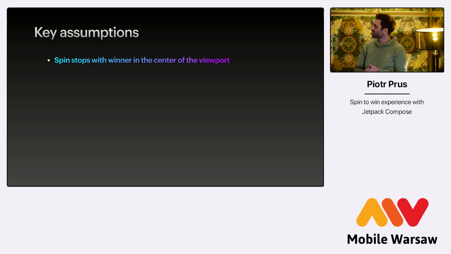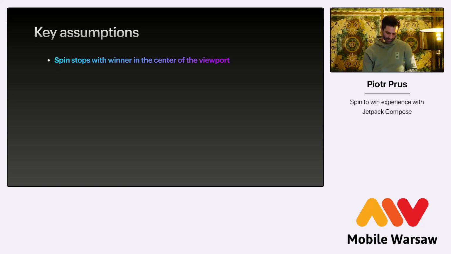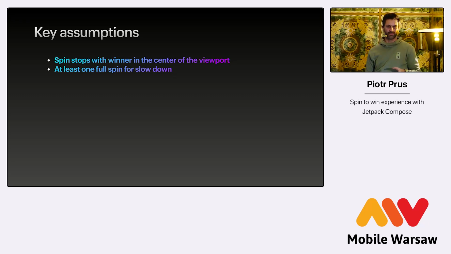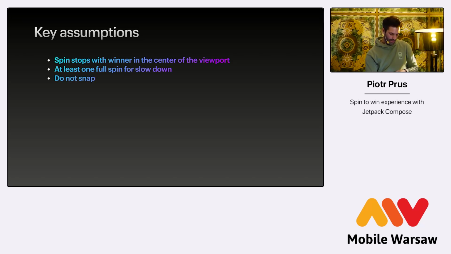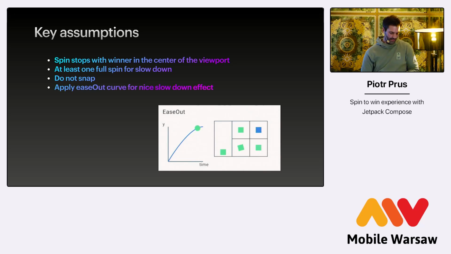The spin stops with the winner in the center of the viewport. At least one full spin for slowdown, to have nicely slowed down, not an immediate stop. We do not want to snap, and we want to apply this ease out curve for a nice slowdown effect.